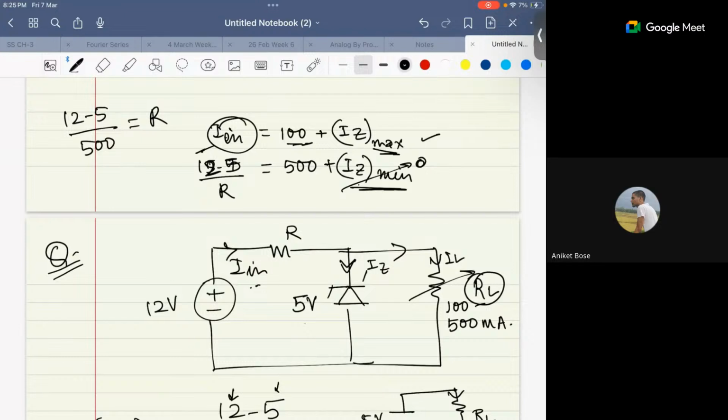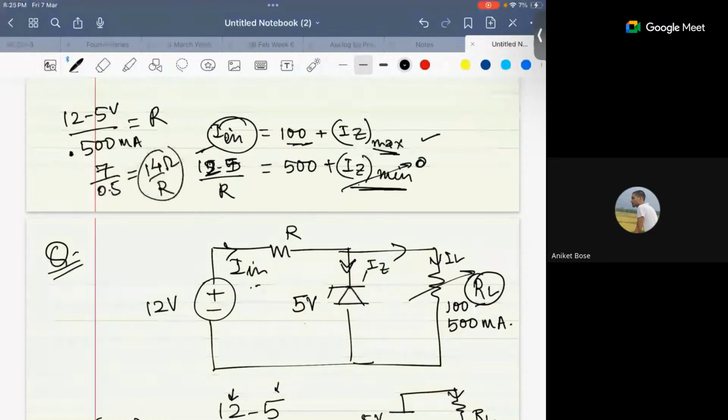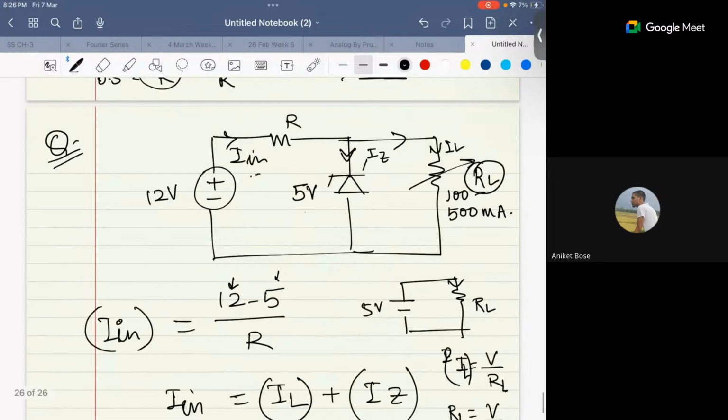So whatever value you get will be the answer. How much are you getting? This is 500 milliampere, right? 12 volt. So you'll be getting something in kilo ohm. If you want to write it in ohm, you can just divide it by 1000. You will have 7 upon 0.5 equals 14 ohm as a resistance. Is it clear, or should I explain it again? Is this clear to everyone?